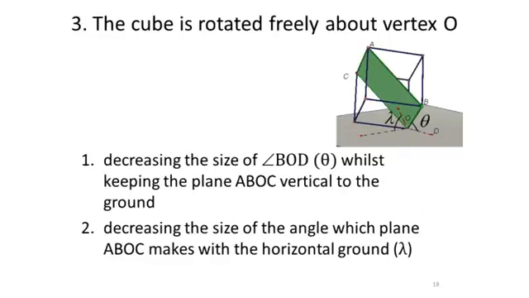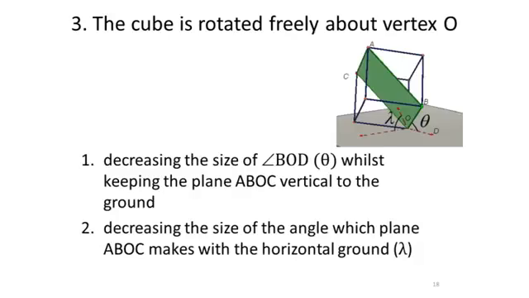We will now study part 3, when the cube is rotated freely about a vertex O. First, we will define OD and OE be two lines on the ground which are perpendicular to each other. We can simplify the free rotation into two rotations in different dimensions. First one is to decrease the size of angle BOD, which is theta, while keeping the plane ABOC vertical to the ground. Second one is to decrease the size of the angle which the plane ABOC makes with the horizontal ground, which is lambda.